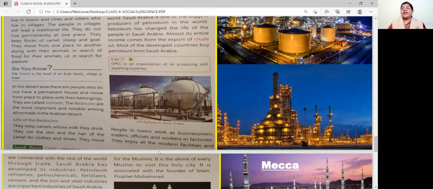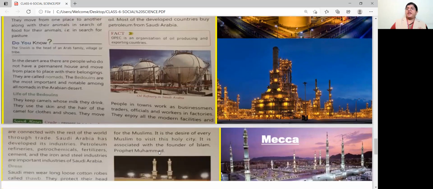Saudi Arabia. Can you imagine a desert has developed so much? Quite amazing. So many factories over there. So we can just guess how much they have developed, though it's a hot desert. And see, they're having factories of petrochemical refineries, petrochemicals, petroleum, cement, iron, and steel industries. So they are progressing, and they have progressed.